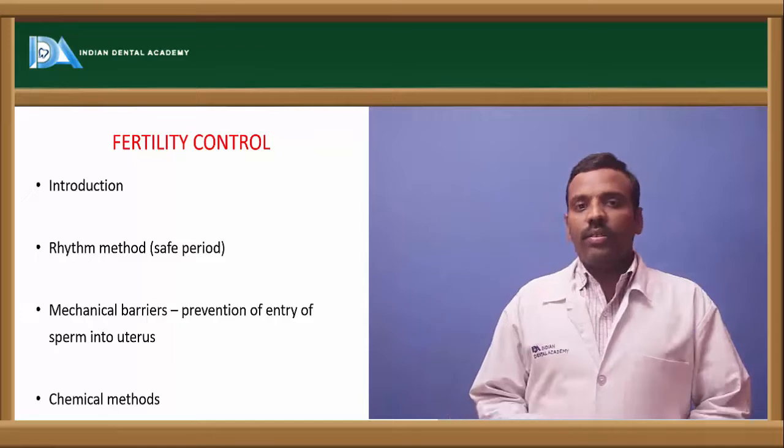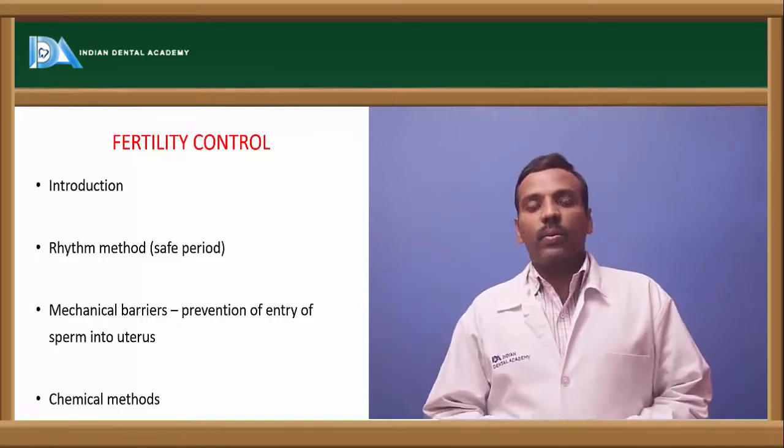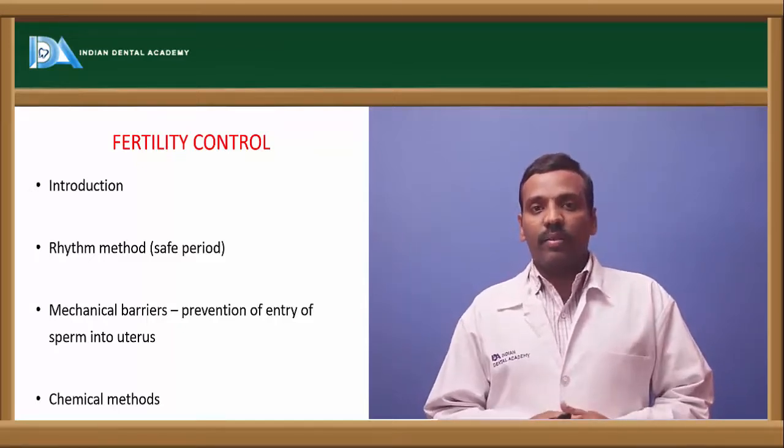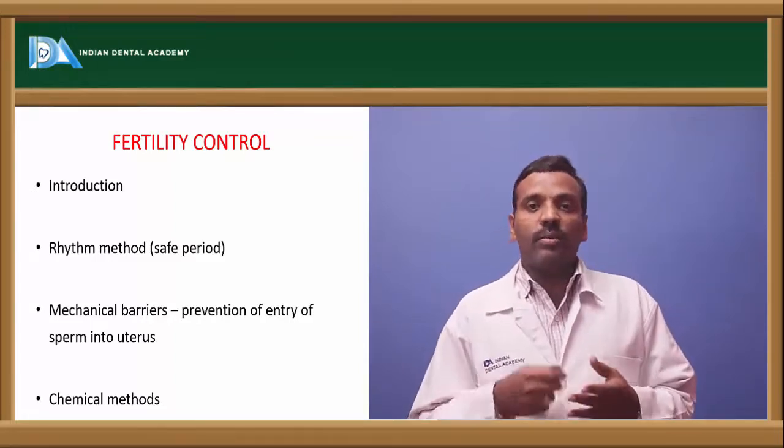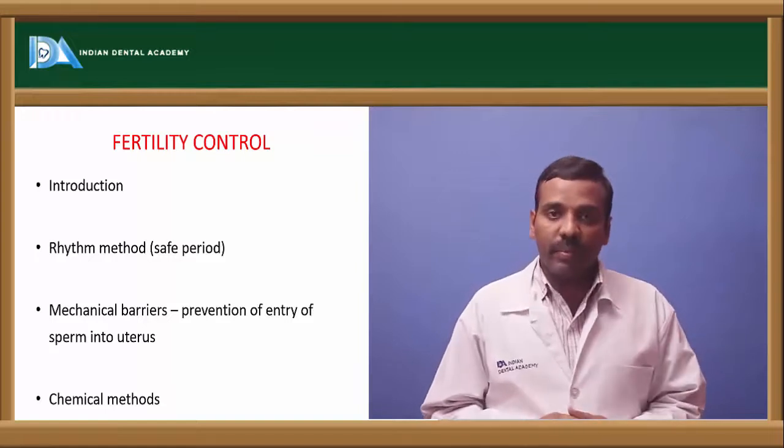Okay, next is fertility control. This is also called family planning methods. These are of two types: one is long term, in the sense of permanent, and the other is temporary methods.